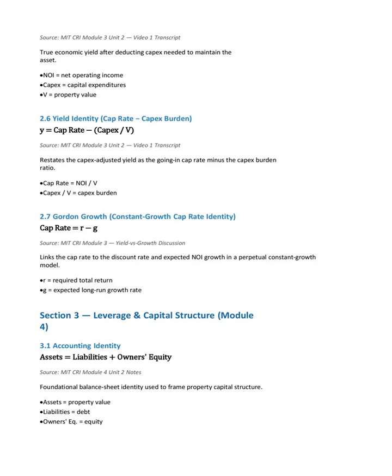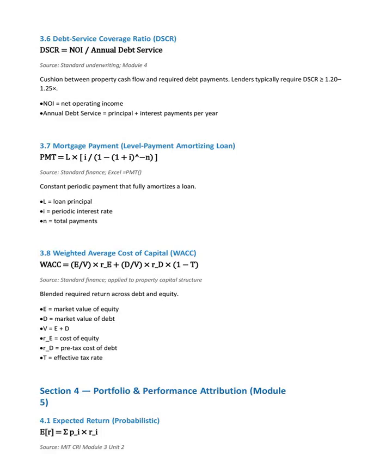Lesson 3.1, the foundational accounting identity. Assets equals liabilities plus owner's equity, the balance sheet identity. Liabilities equal debt. Owner's equity equals equity capital. This page covers lesson 3.6, the debt service coverage ratio definition. Lenders typically require DSCR between 1.2 and 1.25.